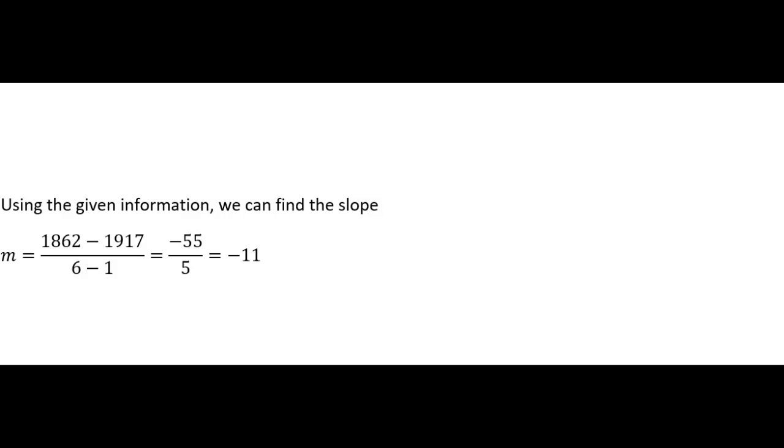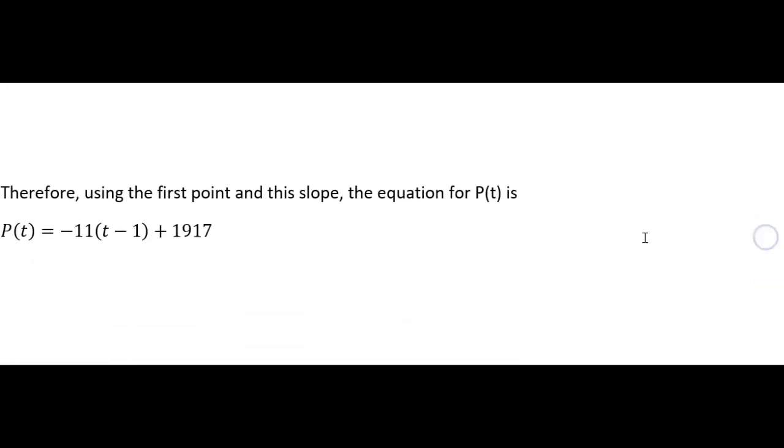Here we put it in and we get our slope is -11. Now if we want to find the equation of a line, we can use point slope form of a line. We can put in that first point, and here's our equation of our line.